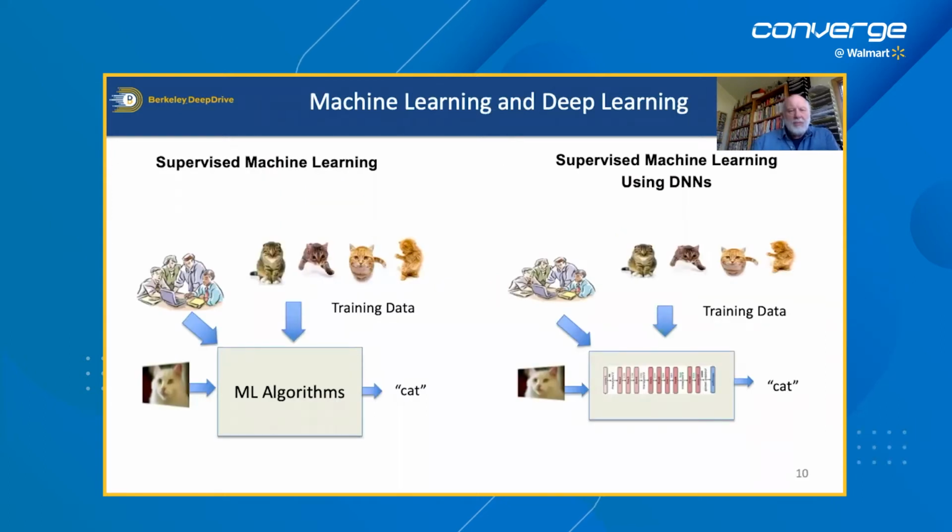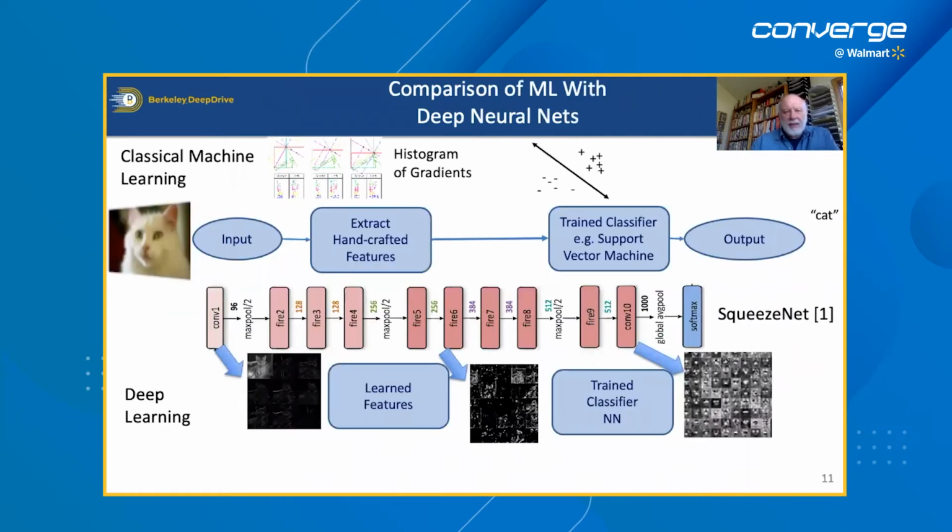Now, I want to contrast this use of a deep neural net with supervised machine learning. In the general structure, they're very similar, but at the core of deep learning is the use of a deep neural net rather than one or more machine learning algorithms. I describe that more in this slide, where at the top we see what we call a classical machine learning approach to image classification.